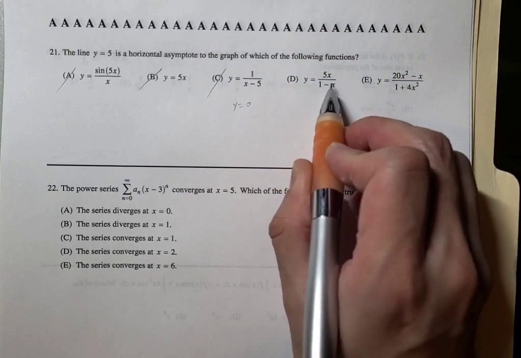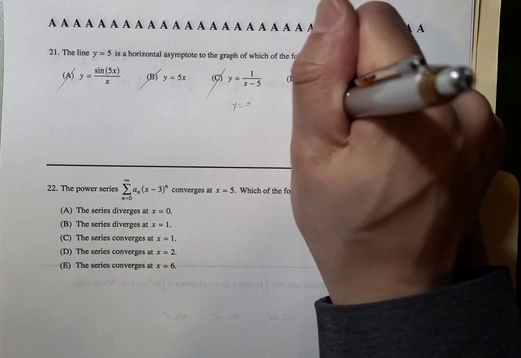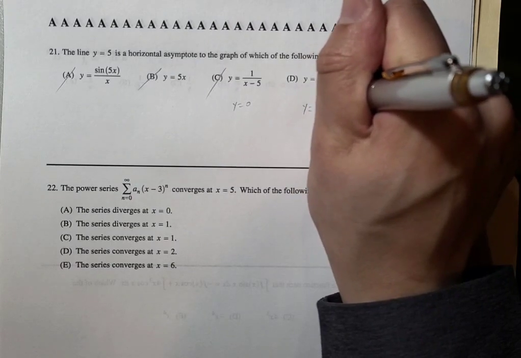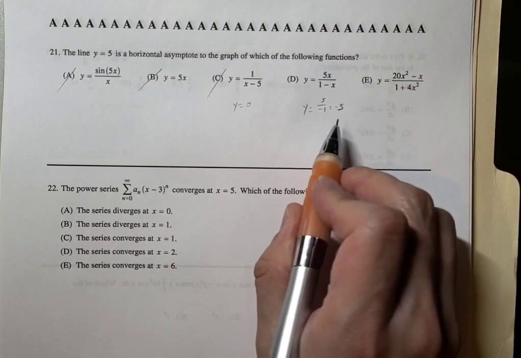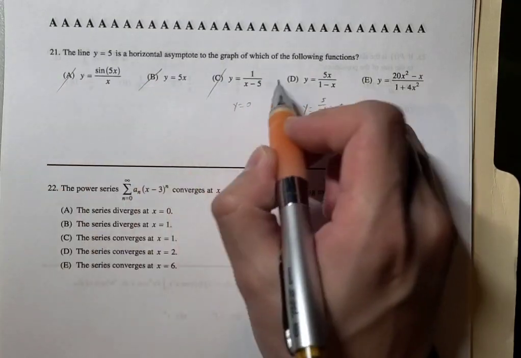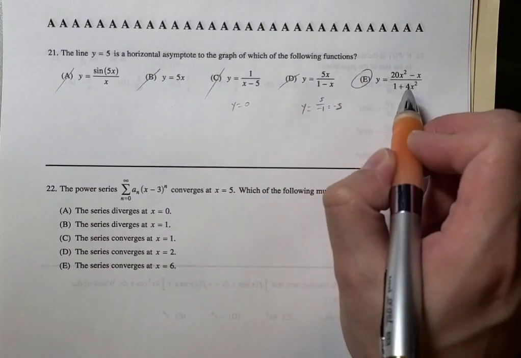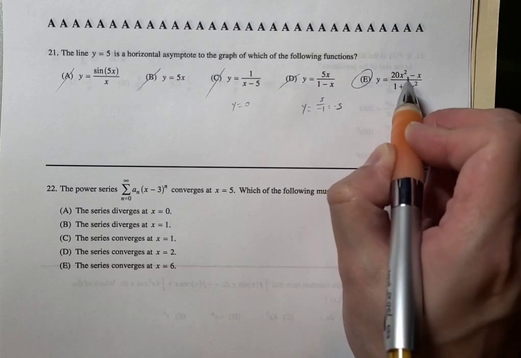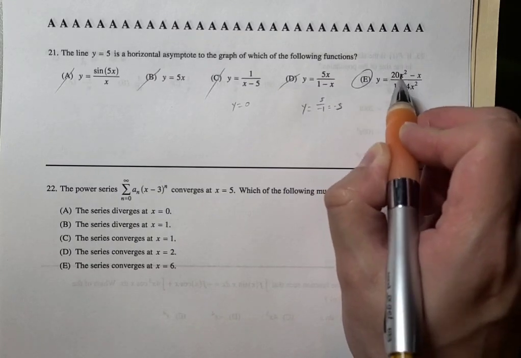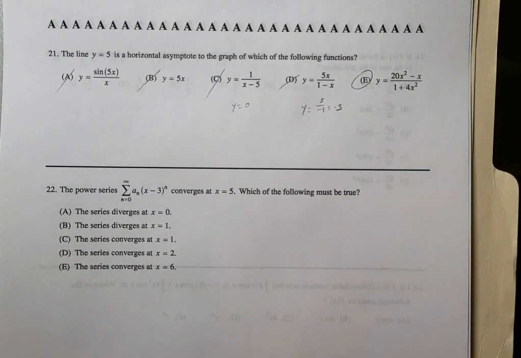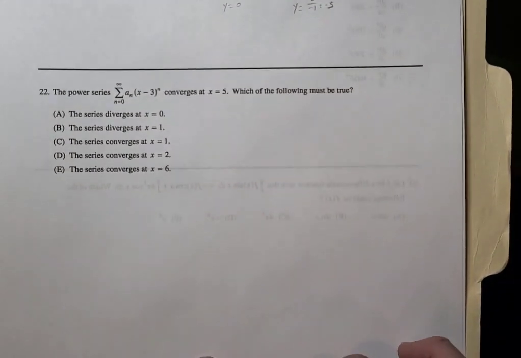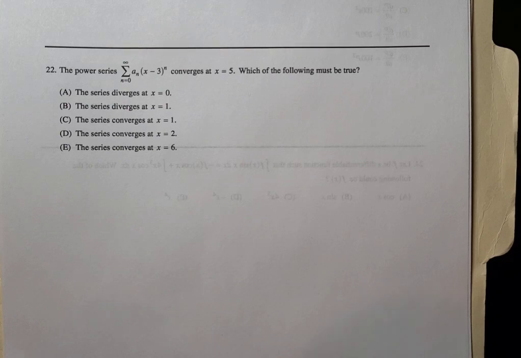Degree test, degrees are the same. Take the ratio of the leading coefficients. It'll be 5 over -1. So our asymptote is y is -5, which is not y is 5. So we're left with this one, because with the degree test, the degrees are the same. Take the ratio of the leading coefficients, 20 over 4, that's 5, which matches that. Okay, that one's easy. This next one is very conceptual.